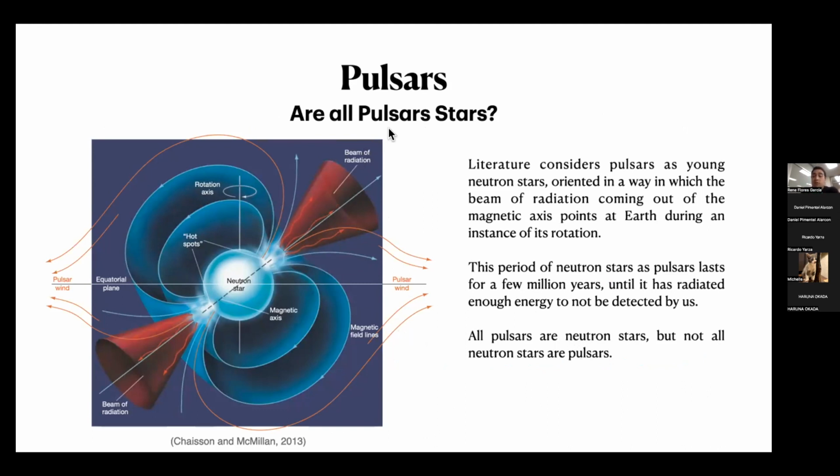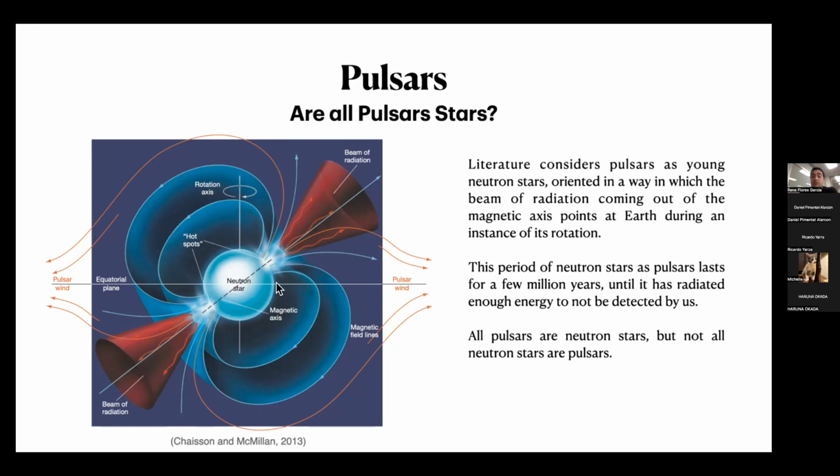In the literature, we consider pulsars as neutron stars in which the beam of radiation is directly pointing at Earth, therefore we can detect it. If that beam of radiation does not reach Earth, we might be able to detect the neutron star through some other ways. However, we do not consider it a pulsar.